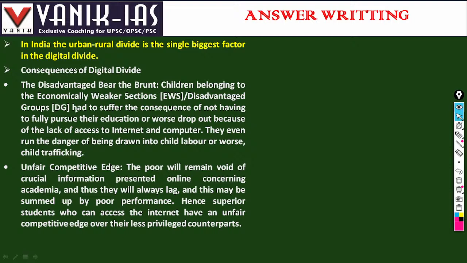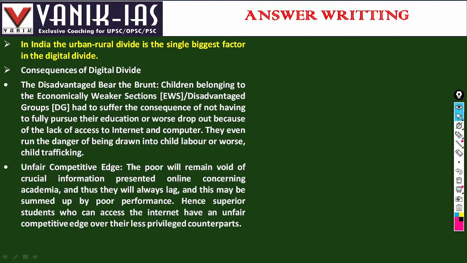Consequence of the digital divide: the disadvantaged bear the brunt. Children belonging to the economically weaker sections have to suffer the consequences of not being able to fully pursue their education, or worse, drop out because of the lack of access to the internet and computers. They even run the danger of being drawn into child labor or, worse, child trafficking.